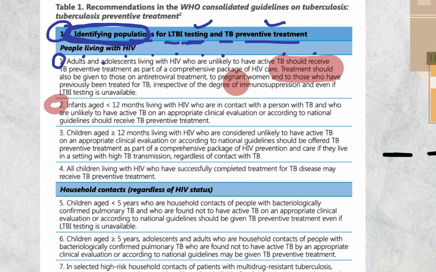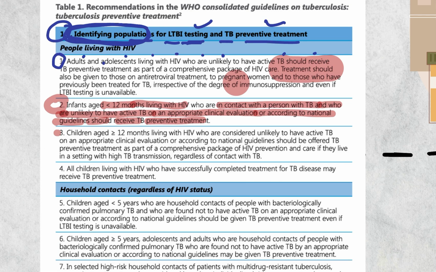Recommendation 2 was: infants aged less than 12 months living with HIV who are in contact with a person with TB and who are unlikely to have active TB on an appropriate clinical evaluation according to national guidelines should receive TB preventive treatment.